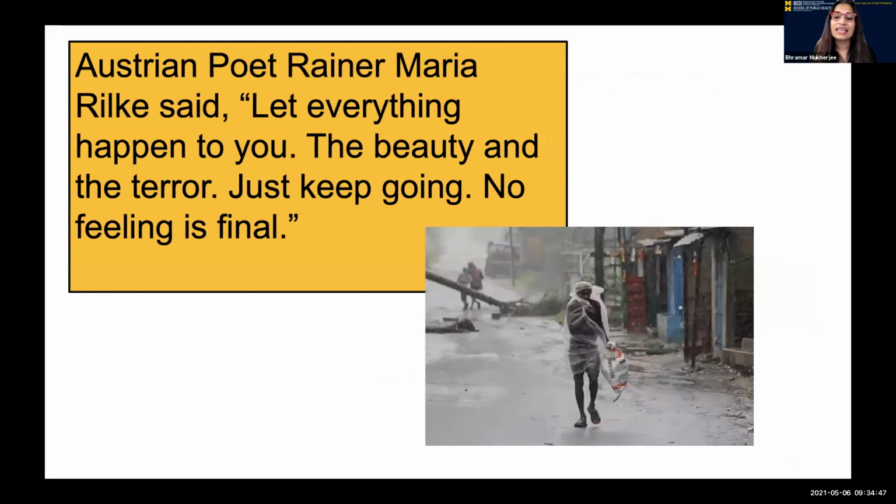So India is having a grim future, but I want to end with a note of hope, because in the US, as we are striving into normalcy every day, my country of birth is hit so hard. But I would quote a poem by Rilke, because life is like this. Let everything happen to you, the beauty and the terror. We have to just keep going, because no feeling is final. And this will be over too for India. Thank you so much.